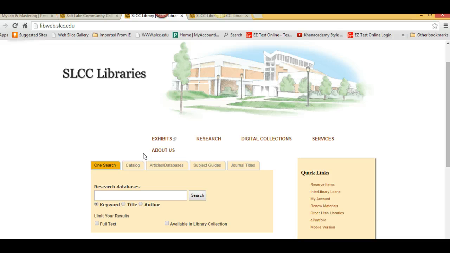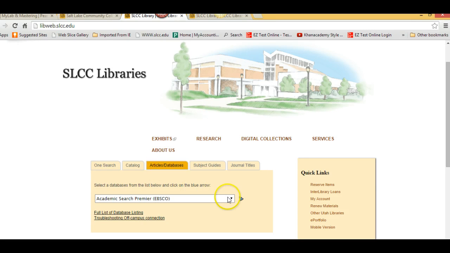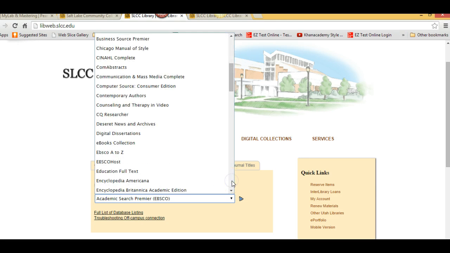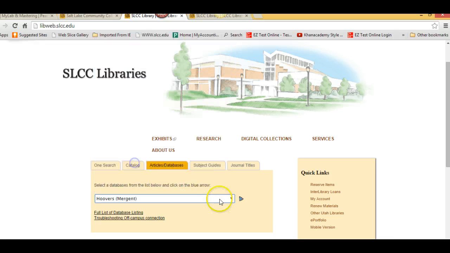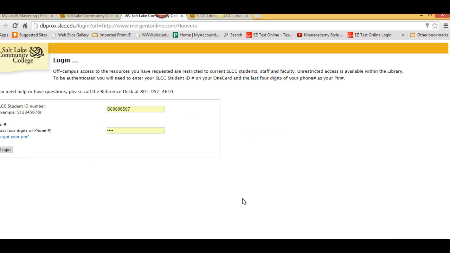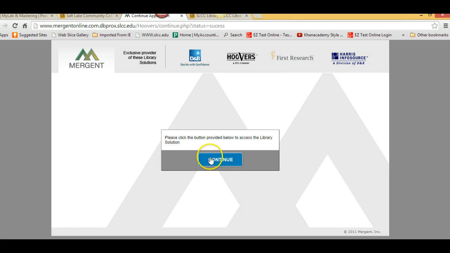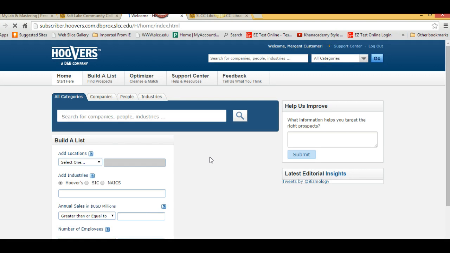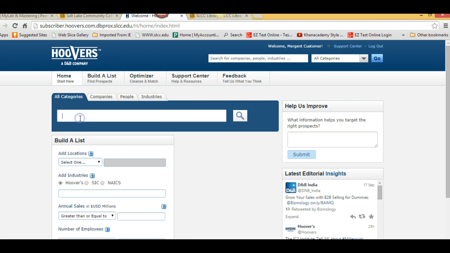They might ask you for your username, which is the same as for your My Page account, and then a PIN, which is the last four digits of the phone number you have on record with the college. Now we're going to go into Articles and Database. Use the drop-down menu and look for Hoovers. Select that database and open it. Now, just that easy. Oh, looks like I need to log in again. There we go with my information. I'm going to press continue. And we're in Hoovers.